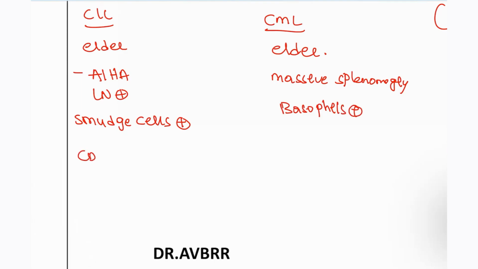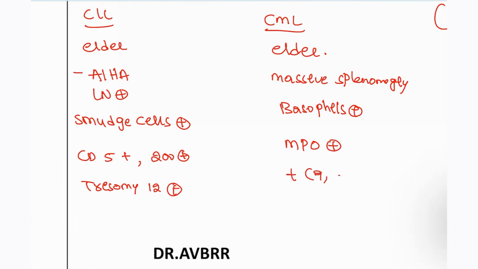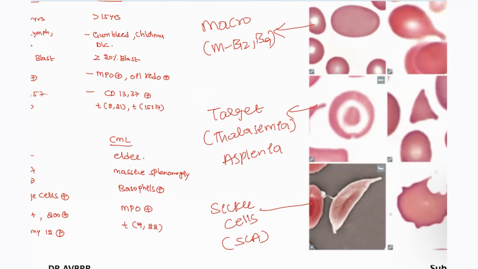Next, CD5, CD200 is positive. So in this patient, again, MPO is going to be positive. Next, when it comes to the trisomies, trisomy 12 is going to be involved here, and here translocation 9 and 22 is involved in this patient. Right? These are the points that you have to remember.